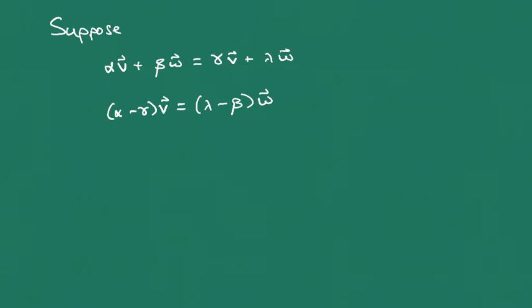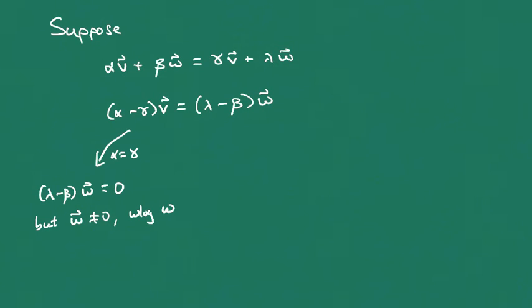Now from here, two different things can happen. Either alpha is the same as gamma, in which case the left side is 0. What that means is that lambda minus beta times w is the zero vector. But remember, we assumed that w was not 0. So without loss of generality, there's one component, say w1, that's not 0. If lambda minus beta times w is 0, then lambda minus beta times w1 is 0. Since w1 is not 0, the only thing we can conclude is that lambda minus beta is 0, so that lambda is equal to beta.